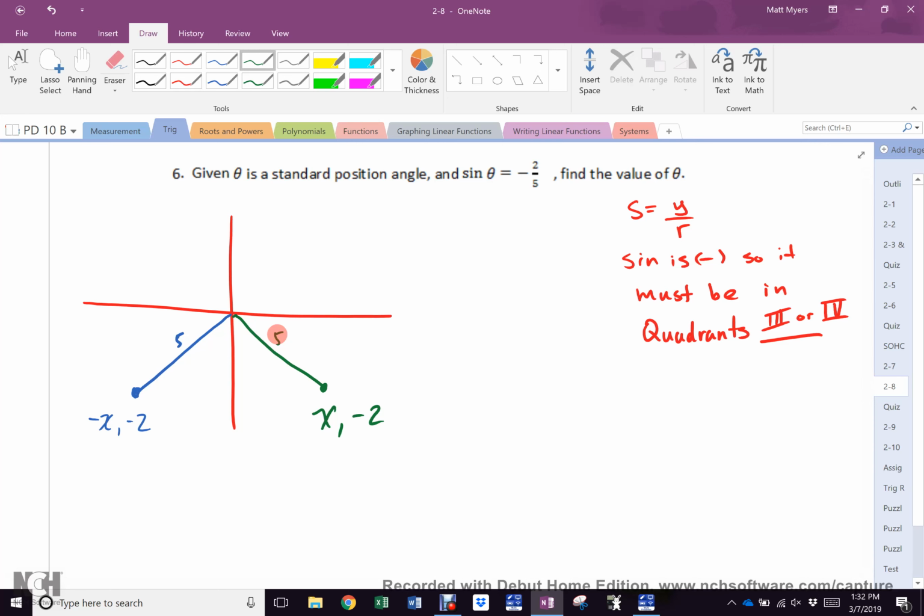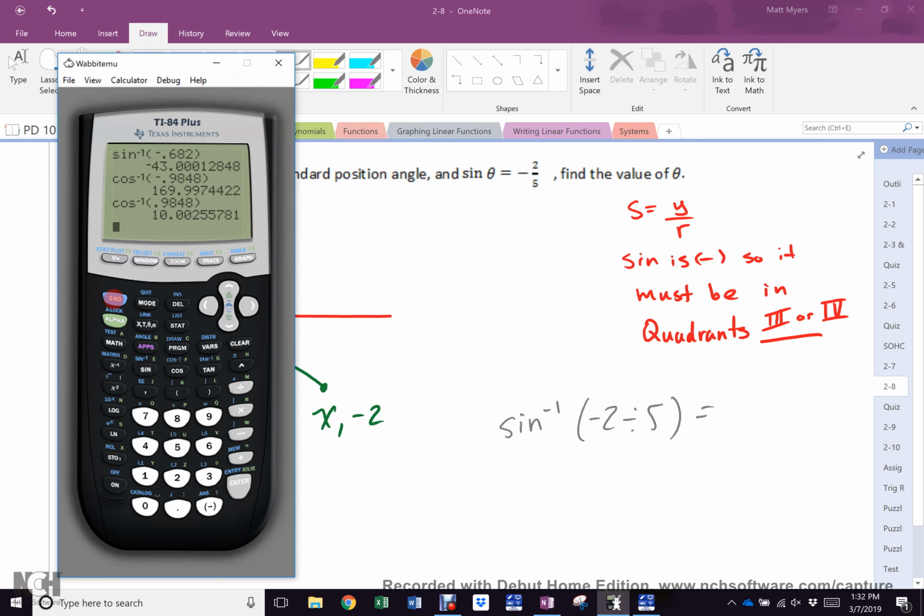Because you didn't really need it, did you? Because you could have just gone shift sine -2 divided by 5, correct? Everyone agrees? Okay, so let's go to our calculator. Shift sine -2 divided by 5.